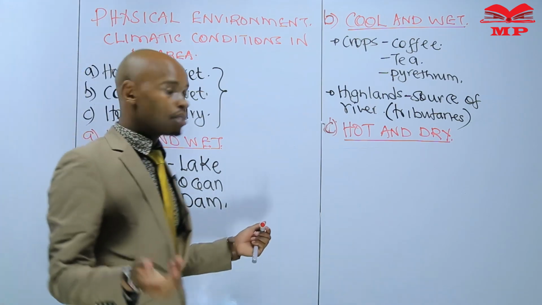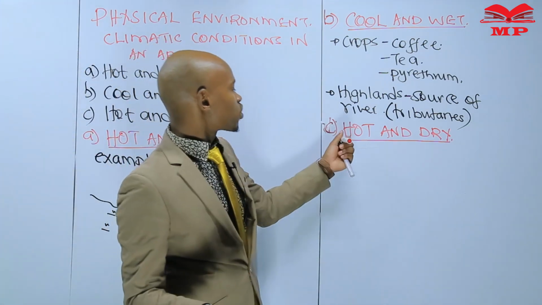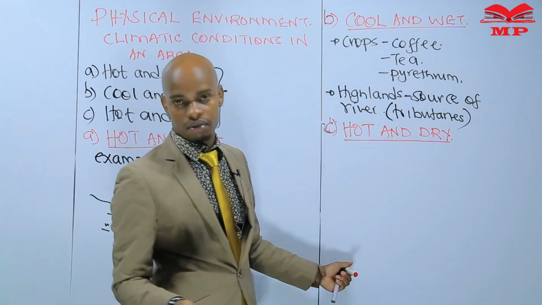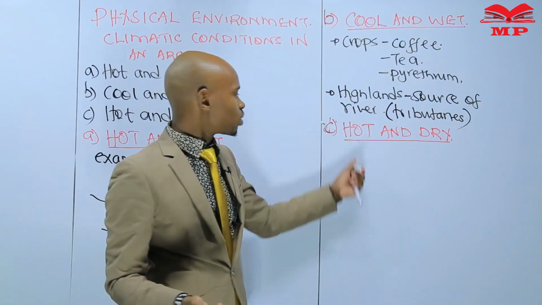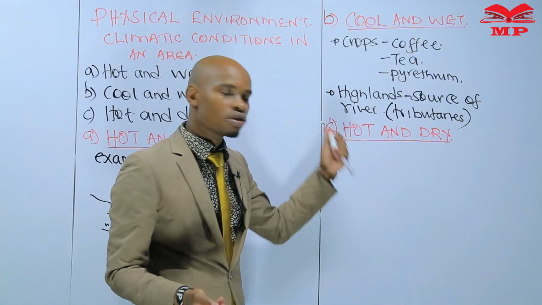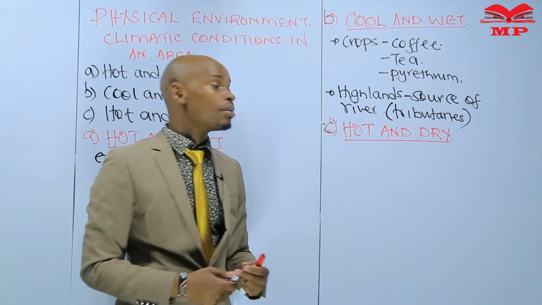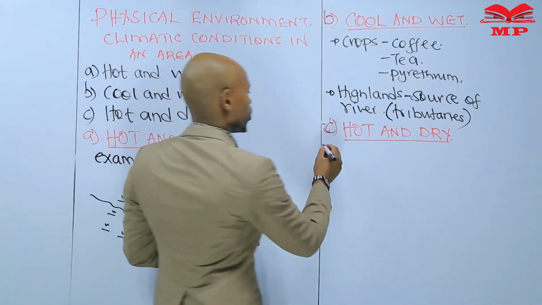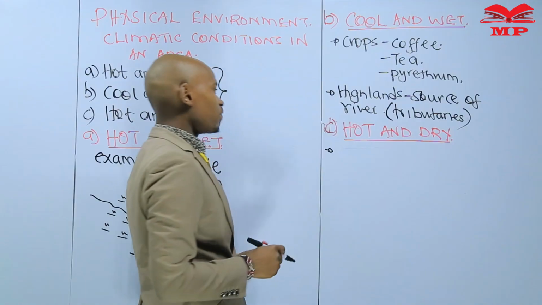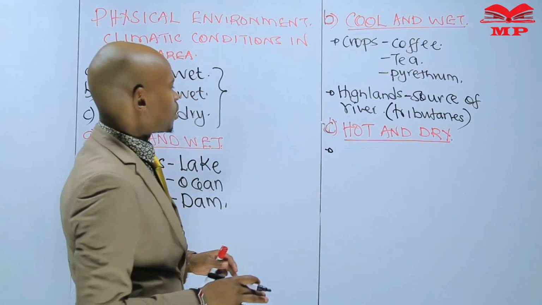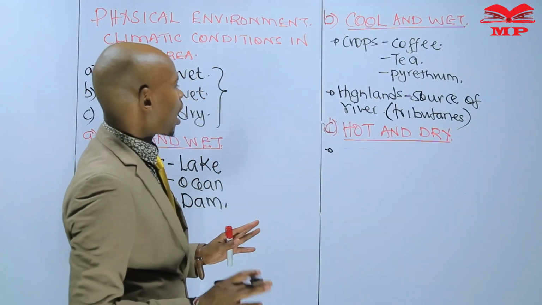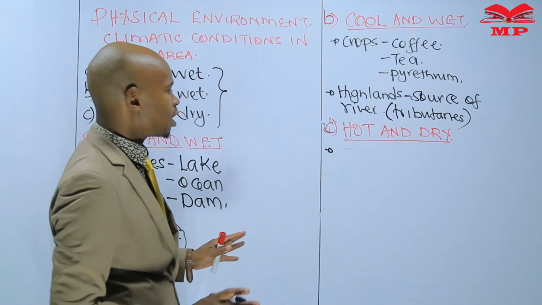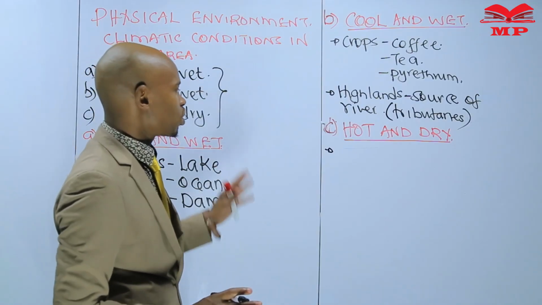Now, the same thing. We are trying to give evidence that will tell us that an area receives hot and dry conditions in a map. And without much ado, these are some of the examples that will give you a straightforward answer about an area being hot and dry.